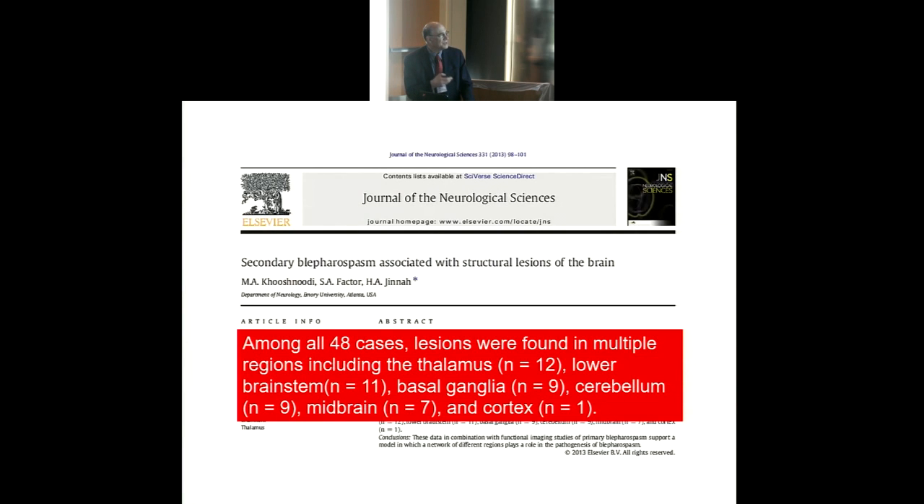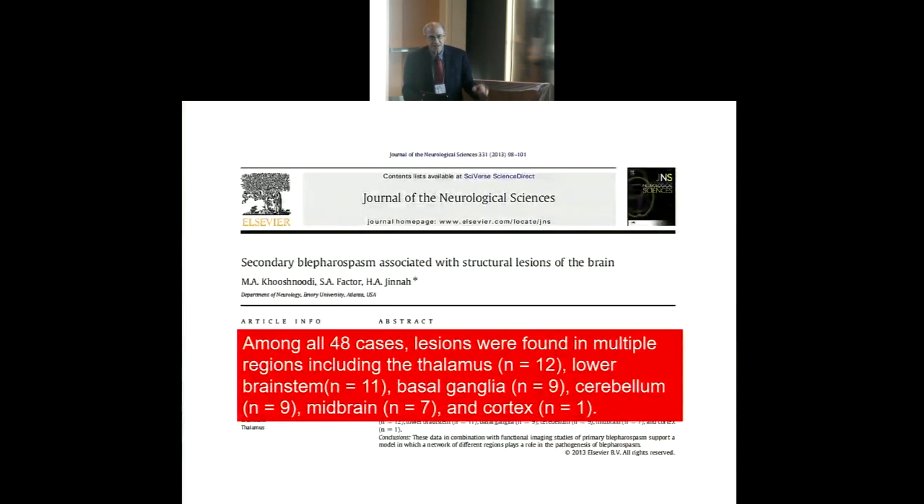So to a certain extent, that means that there might not be a single place, or it might mean that there's actually a network of structures. The brain does work in networks. The brain is networked together. Things are all connected to each other in some ways, and it may be that any part of that network can give rise to the problem. We don't understand that yet, but this is the secondary blepharospasm information.